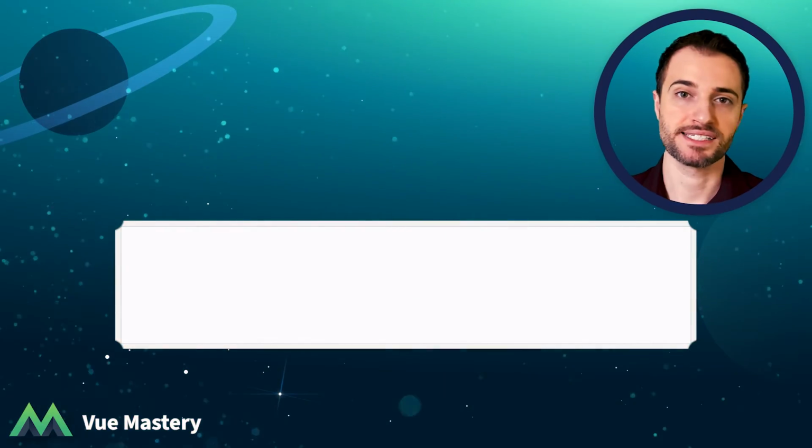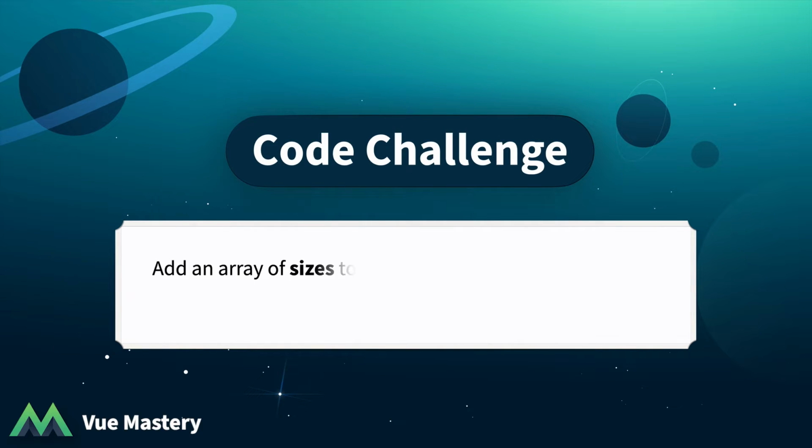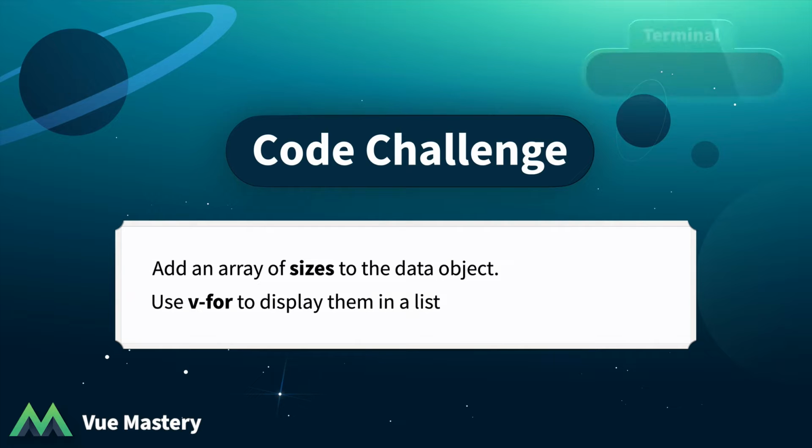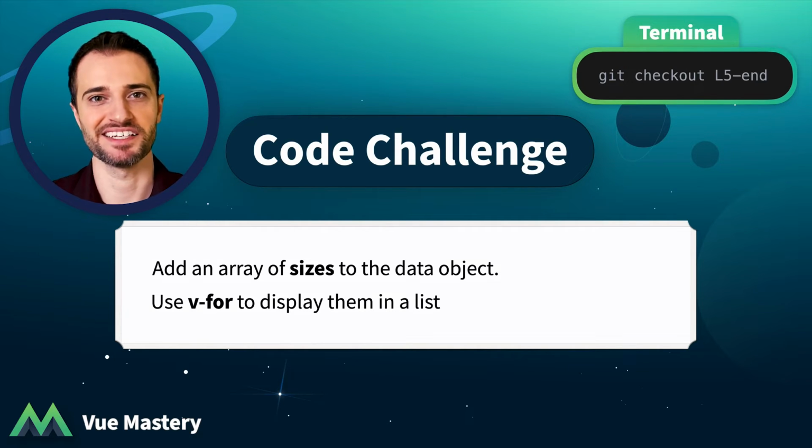So that's it for this lesson on list rendering, and now for our coding challenge. Add an array of sizes to the data object, then use v-for to display them in a list. As always, you can check out the ending code at L5-end.